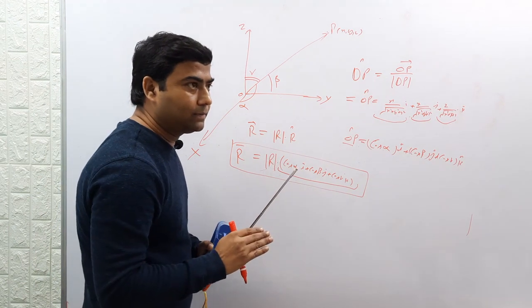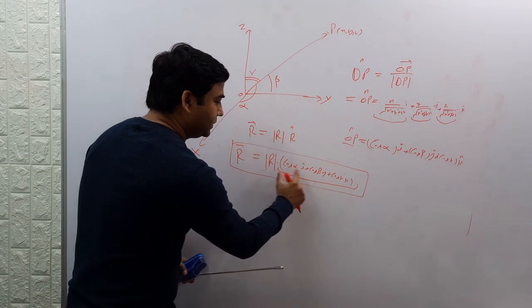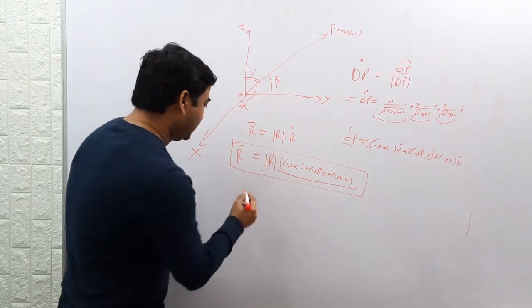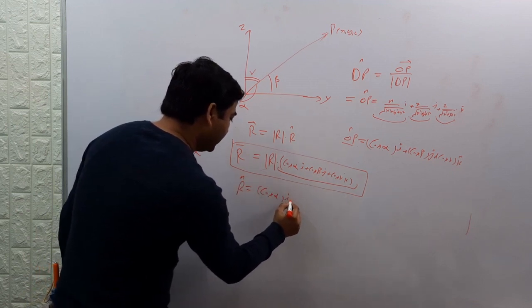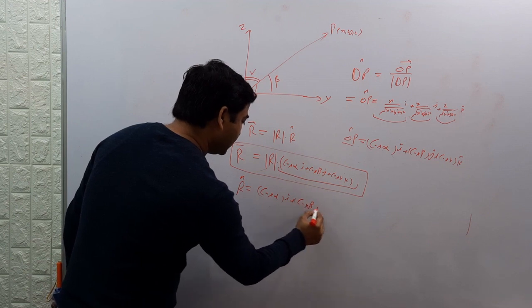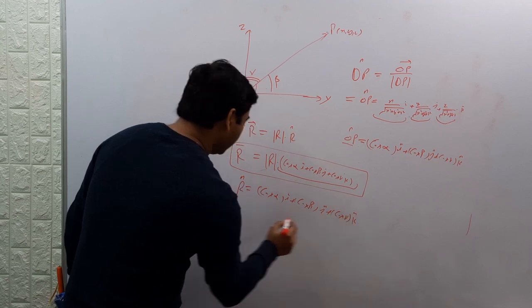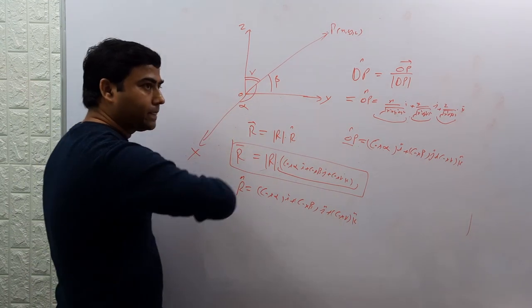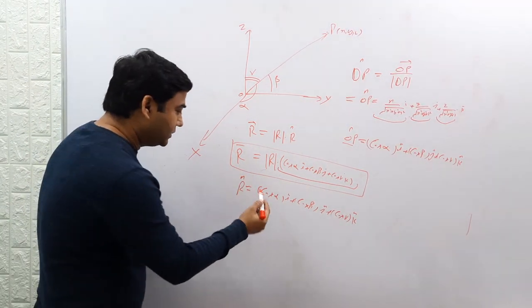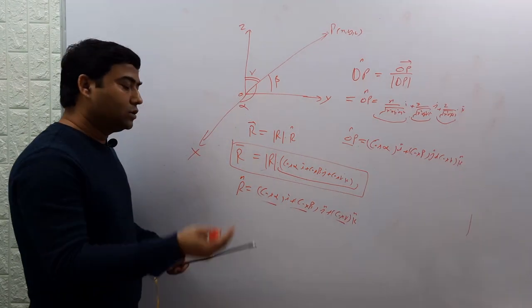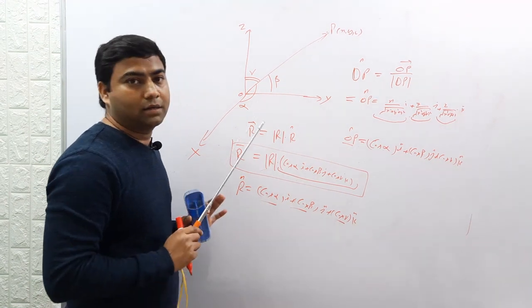So for any vector, the unit vector in that direction can be found in terms of its cosines and i, j, k only. So R dash is equal to cos alpha i plus cos beta j plus cos gamma k, where R dash is the unit vector in the direction of vector R, and these cos alpha, cos beta, cos gamma are the directional cosines of that vector R.